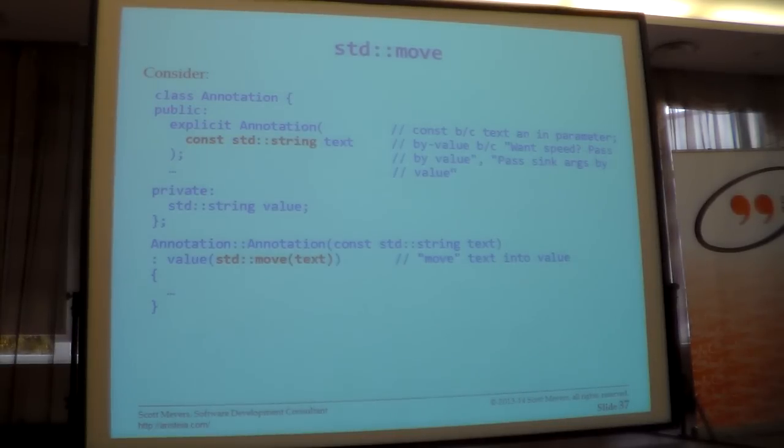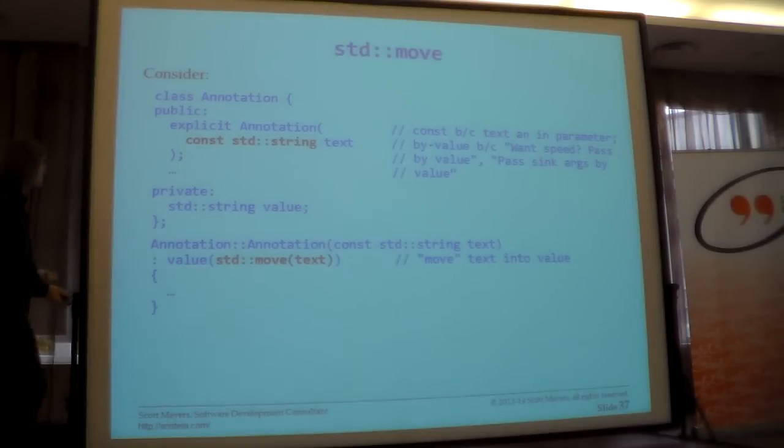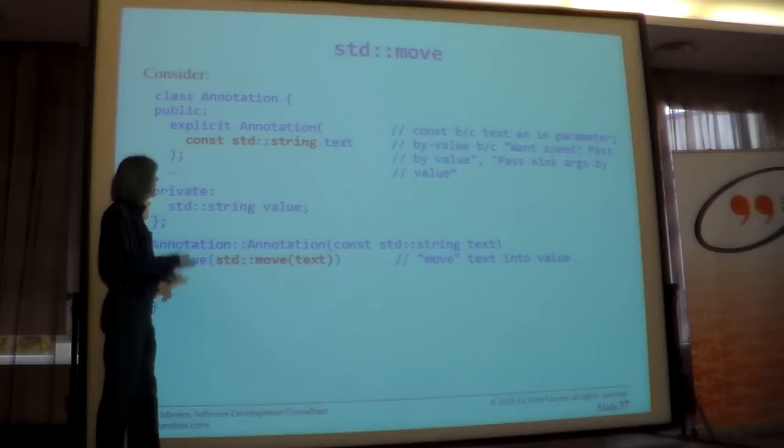I want to talk a little bit more about move. Let's suppose I have a class for representing annotations. So when I want to create an annotation, I pass in a text string, which becomes the annotation. So here's a constructor for annotation. It takes a std::string. This is the text of the annotation.